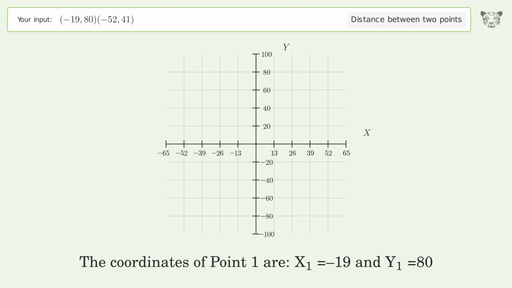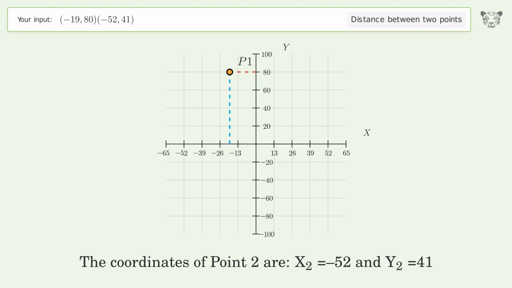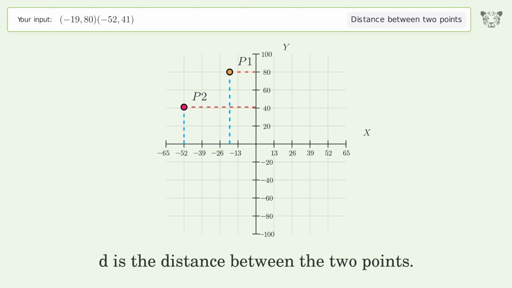The coordinates of point 1 are x1 equals -19 and y1 equals 80. The coordinates of point 2 are x2 equals -52 and y2 equals 41. D is the distance between the 2 points.